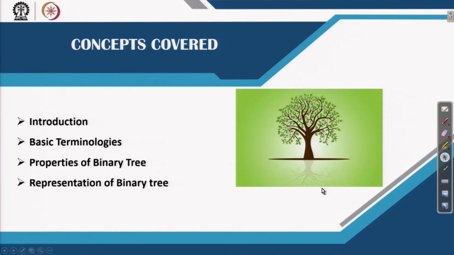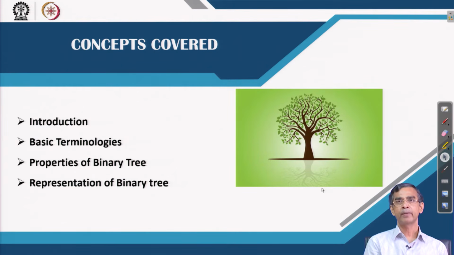First we will introduce the concept of tree, and because it is a new data structure, many terminologies are there. So, we will first get acquainted with the basic terminologies related to these tree structures, and then finally, every data structure should have its own characteristics. Tree also is no exception. We will see exactly what the different properties are that the tree should have.